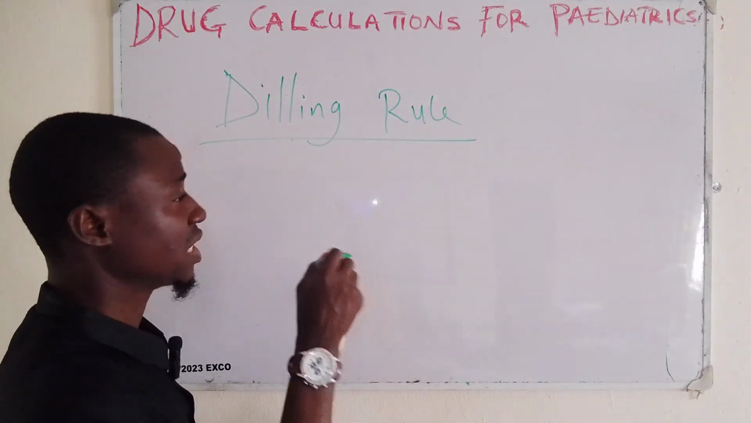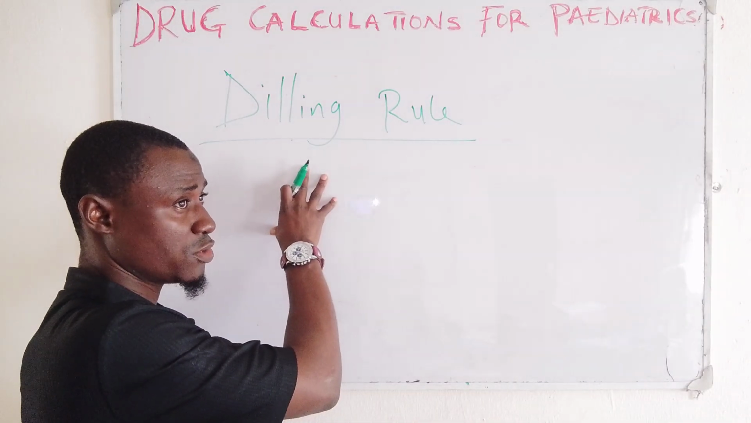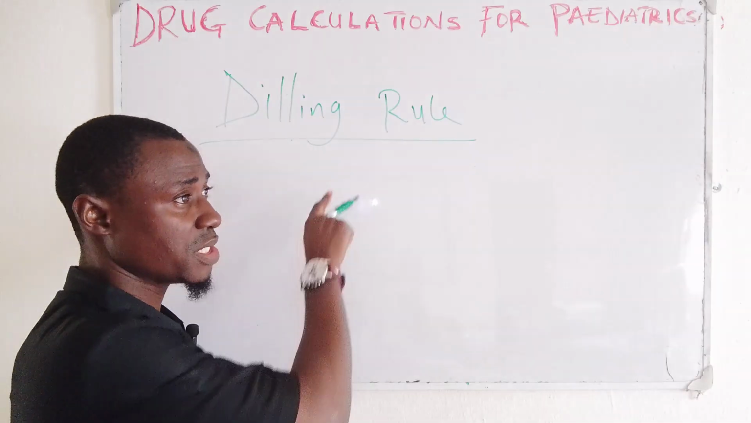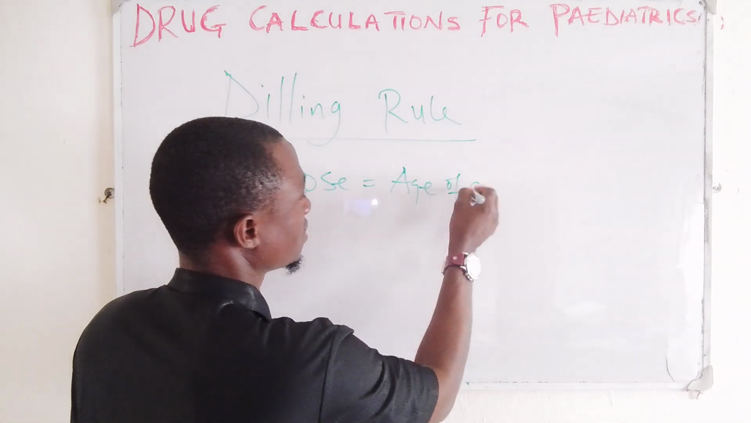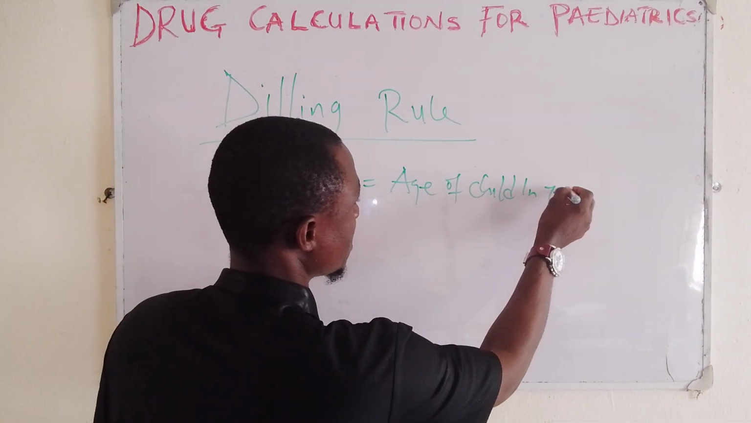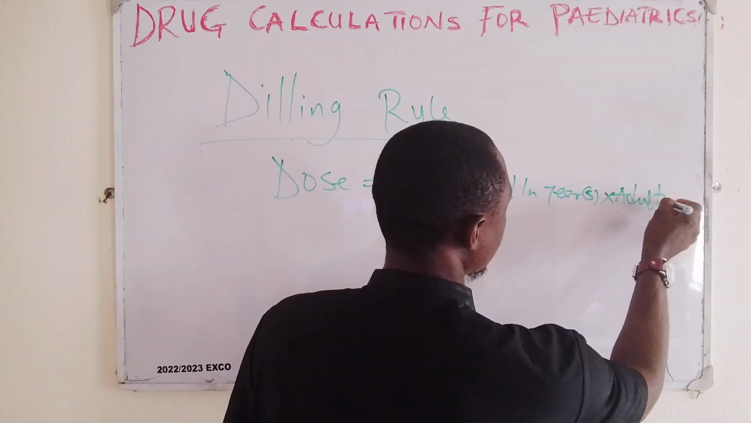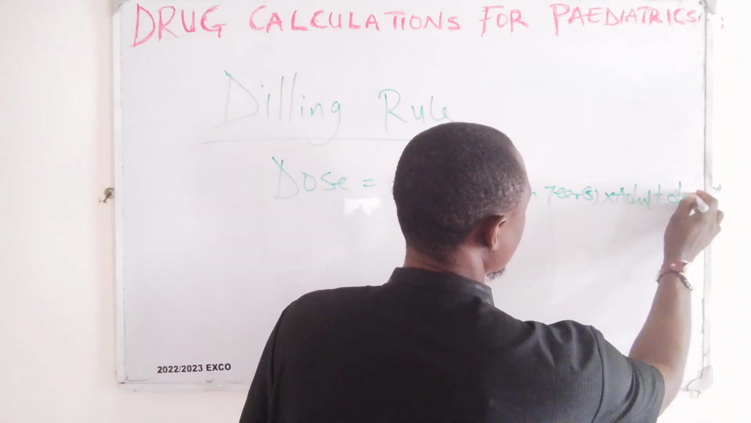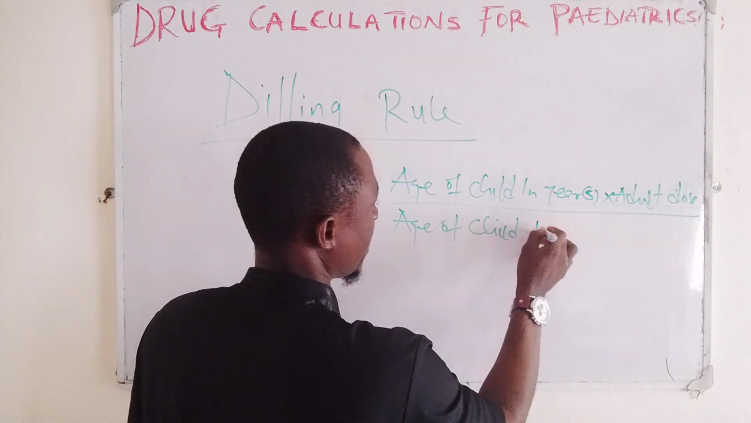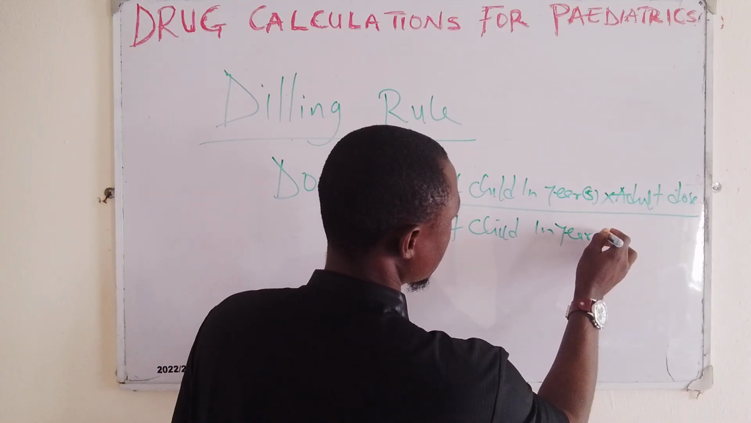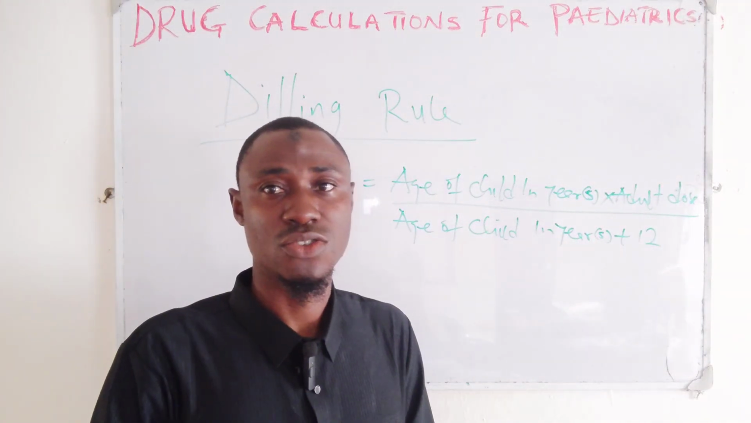Now, if you can remember, in the Young's rule, the formula for the dose of a drug to be administered to a child is: dose is the age of child in year or years, as the case may be, multiplied by the adult dose, over the same age of child in years as well, plus 12. So this is the Young's rule.